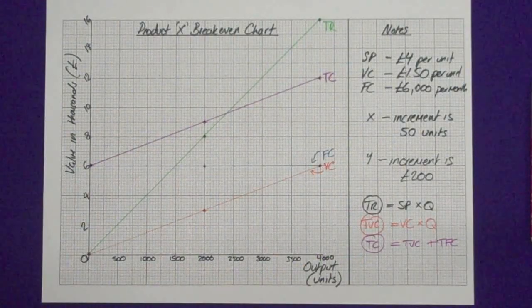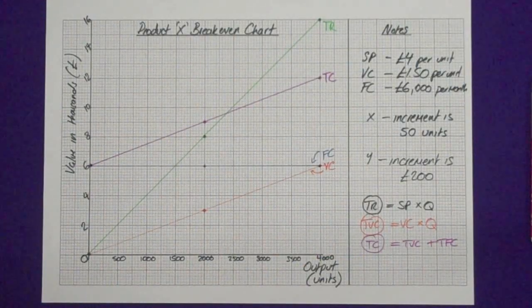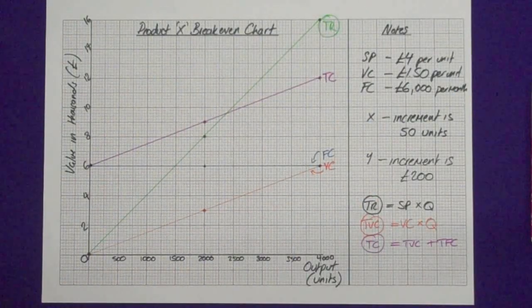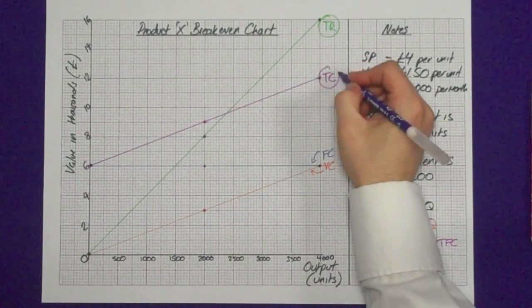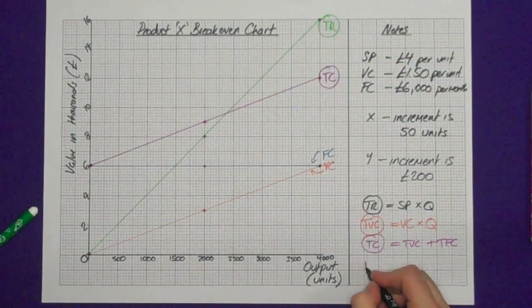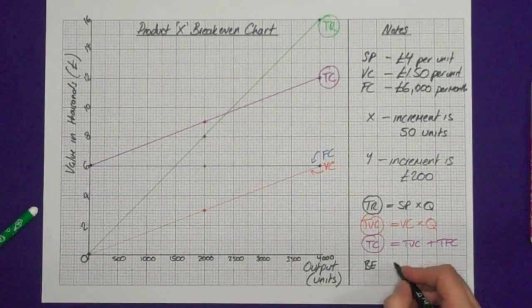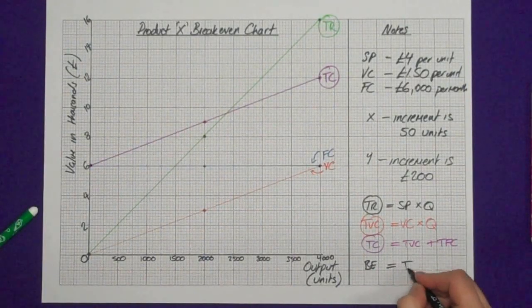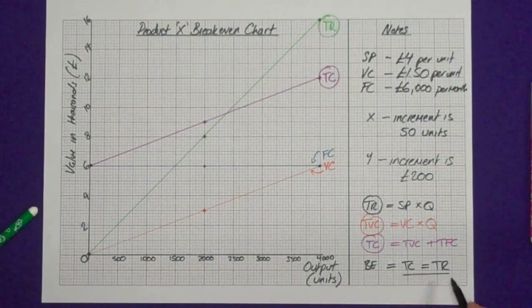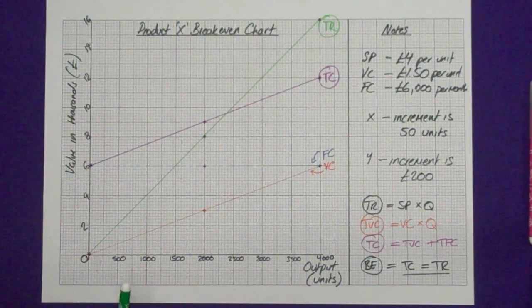So we now have the important information for working out break even, and that is our total revenue and our total cost. And remember that the break even point is when total cost equals total revenue. So that's kind of the condition that we are looking for here. So let's see where that's happening.